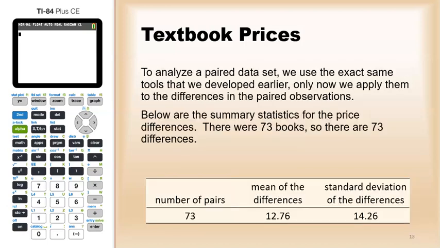Anyway, to analyze paired data, we use the same tools that we developed earlier, only now we apply them to the differences of paired data. So, below are the summary statistics for the price differences. There are 73 books, so there are 73 differences. And you can see there's the mean and the standard deviation.